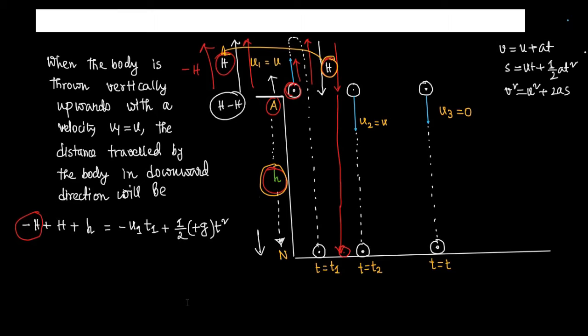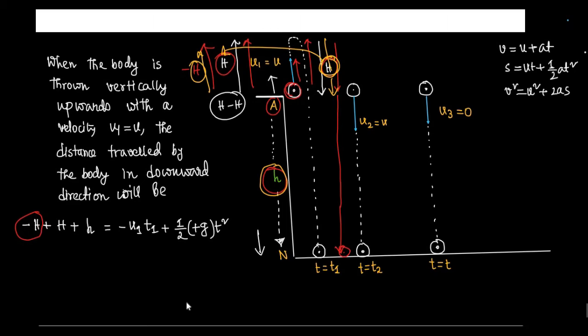From the top of the tower, that is from the point A, during upward motion, it will traverse minus H distance with respect to downward motion of the body. It will traverse minus H distance, and before returning to the top of the tower, it will again traverse the same distance, capital H.